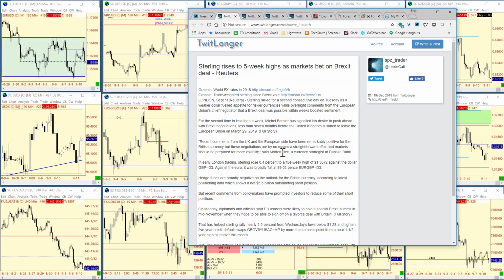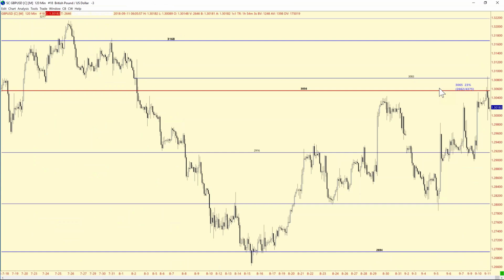Hedge funds are broadly negative on the outlook for the British currency, and this is one of the reasons on the cable, and we'll get to that. It looks like we came right into our area here. Actually, we did the analysis in the Asian update at that time, and I was looking for the market to come between 30.83, and I put a stretch all the way up to 31.15. You can see we got up to this area, between here, 30.83. So I'm looking for 30.83.